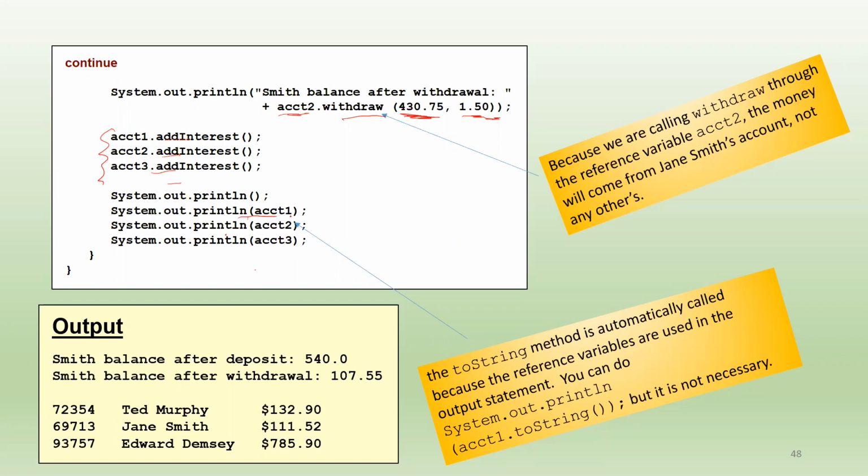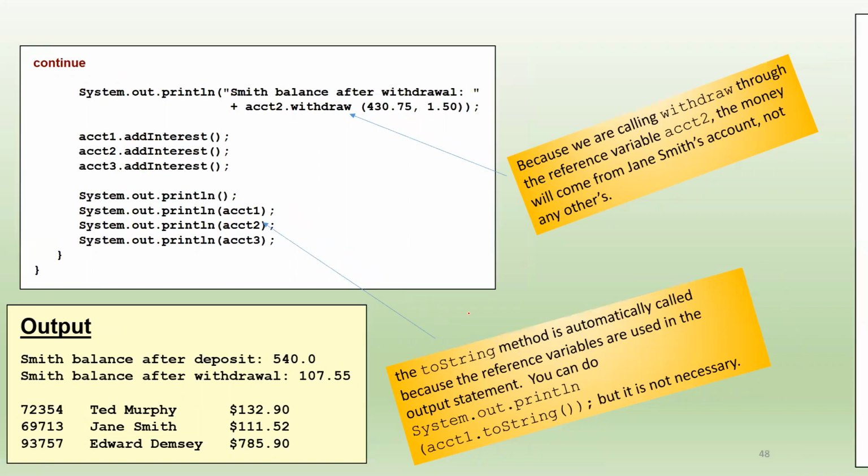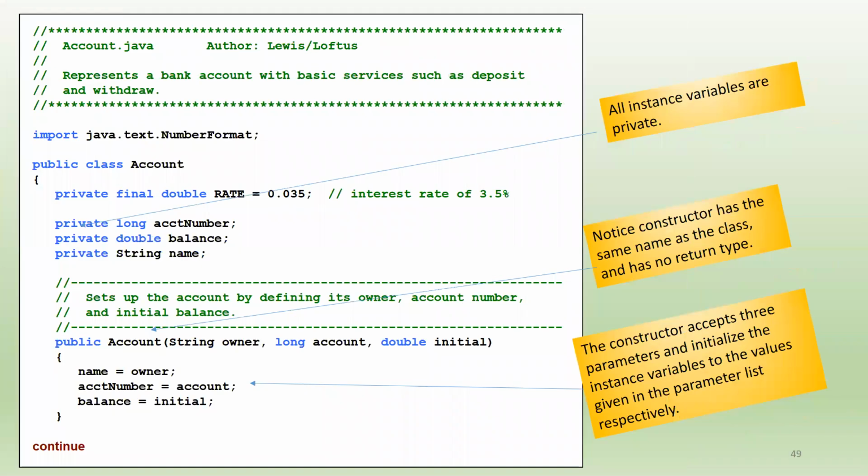When you call the object inside a print line statement, remember which method is being called: the toString method, right? So this is okay, but it's not necessary because it automatically calls the toString method. Let's look at the Account class.